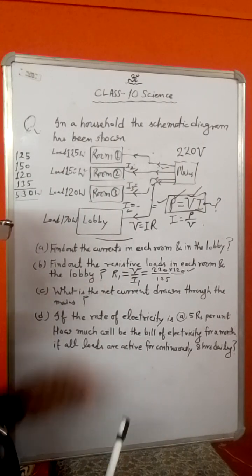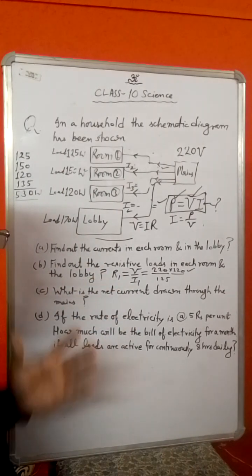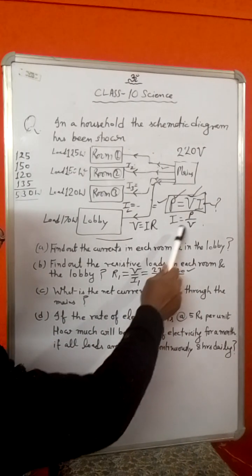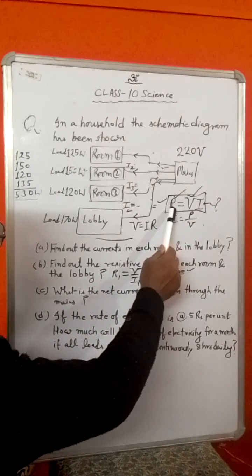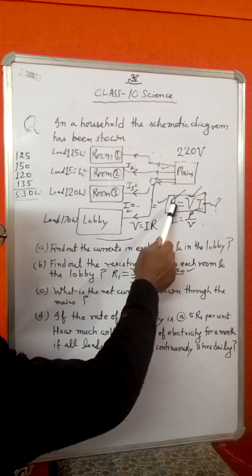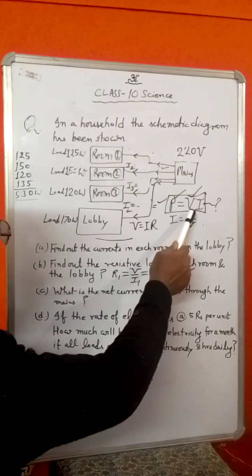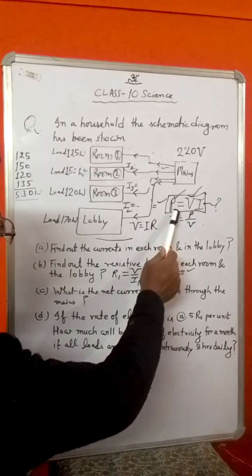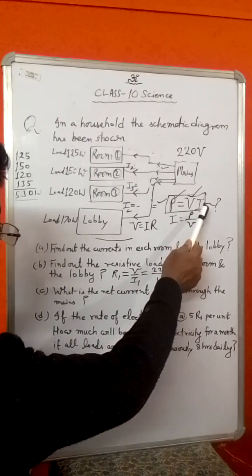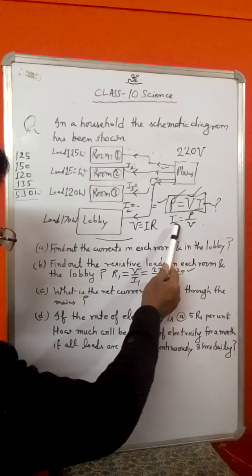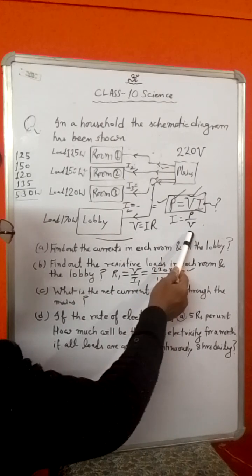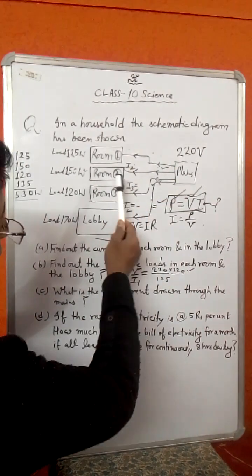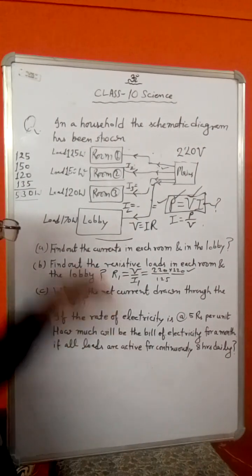Now, before solving this part, we need to recall two formulas. P is equal to VI, power is equal to voltage times current. So, P is equal to VI. From this formula, what can we find? I is equal to P by V. Now, in our household, what happens?